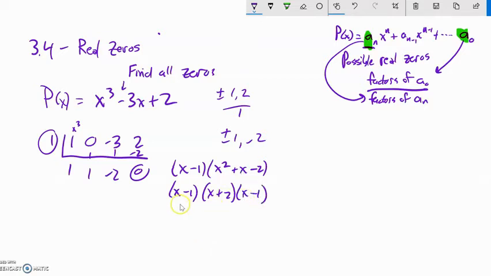And so it looks like I have my zeros. I have 1, which has a multiplicity of 2. It's repeated. And I have negative 2.